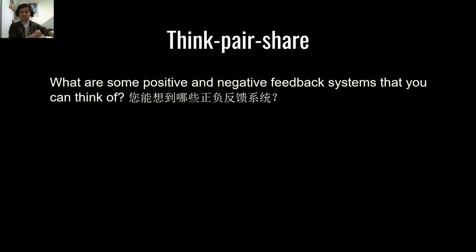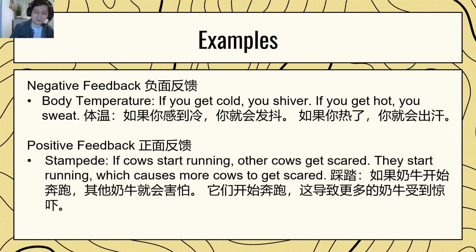So yeah, what are some positive and negative feedback systems that you can think of? You can think about it for a second. I already gave a few examples, right? But for negative feedback, we have body temperature. If you get cold, you shiver. If you get hot, you sweat. So that's a very classic negative feedback example. Additionally, the prey-predator example is another example.